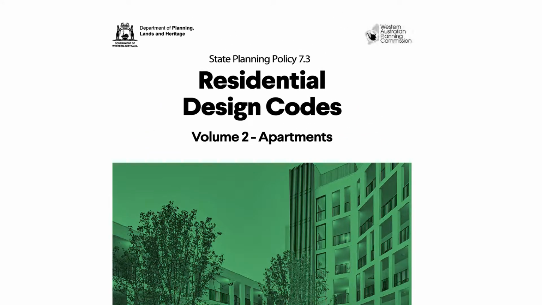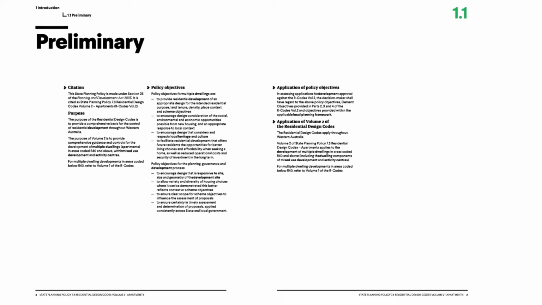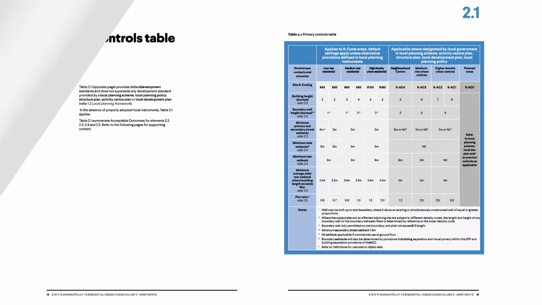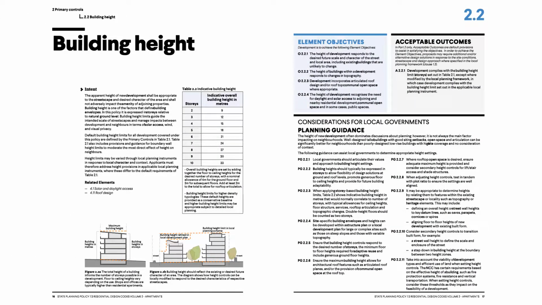It provides planning and design guidance for residential apartments in areas coded R40 and above, in mixed-use developments and activity centres. There are 4 parts to this document. Part 1 establishes the purpose and application of this policy. Part 2 provides the primary controls that relate to R codings for a site. It also provides guidance for local governments that may wish to modify the controls in response to neighbourhood character and context.